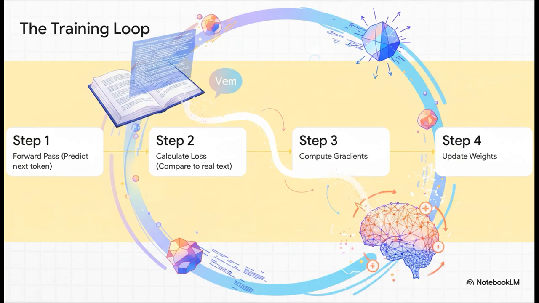You do a forward pass to predict a token, you calculate a loss by seeing how wrong you were compared to some real text, you figure out which way to adjust things with gradients, and then you update the model's weights to be just a little bit better. You do that billions of times. And the goal is always that same thing, get better at next token prediction.